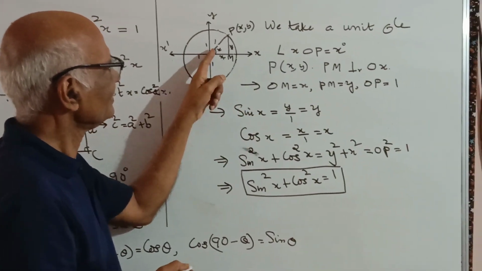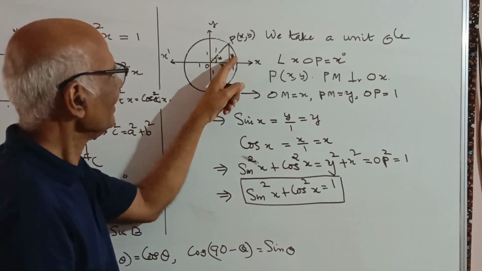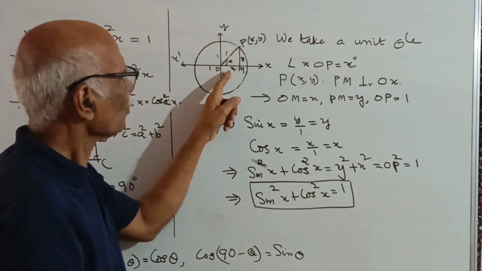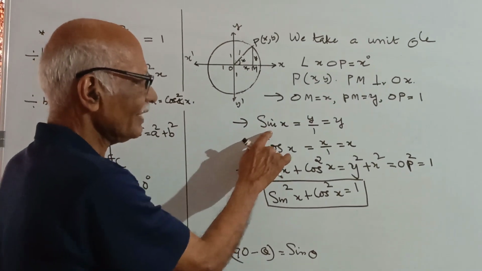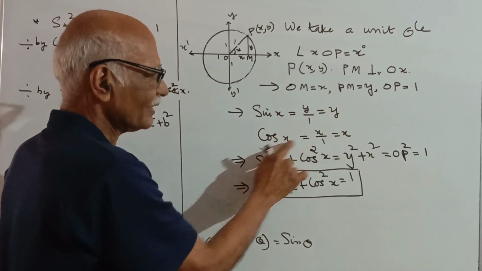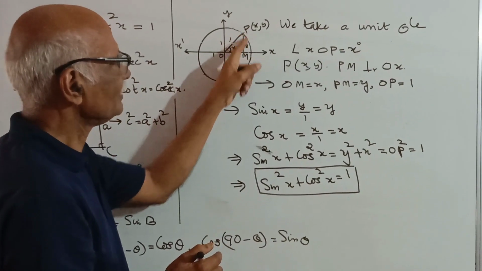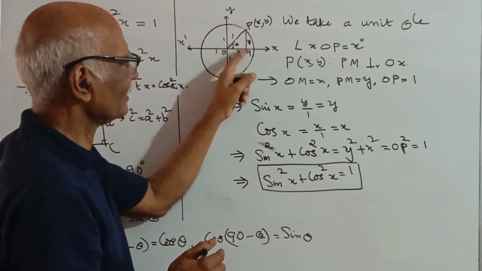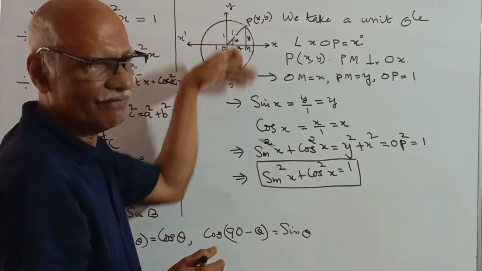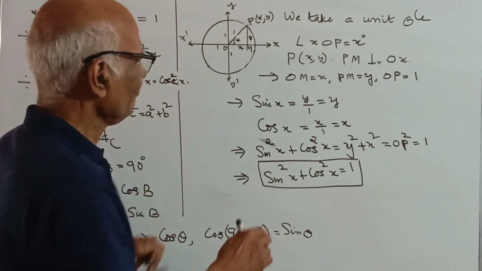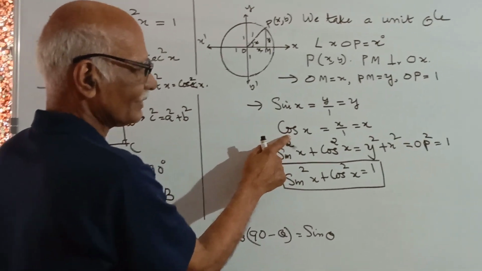Therefore, this angle is x. Sin x is the opposite side y divided by 1. Cos x is the adjacent side x divided by 1. So sin x is y, cos x is x. So this is x, this is y. Opposite is y, adjacent is x. Always x is along the x axis and y is along the y axis. So this is an important result: sin x is y, cos x is x.